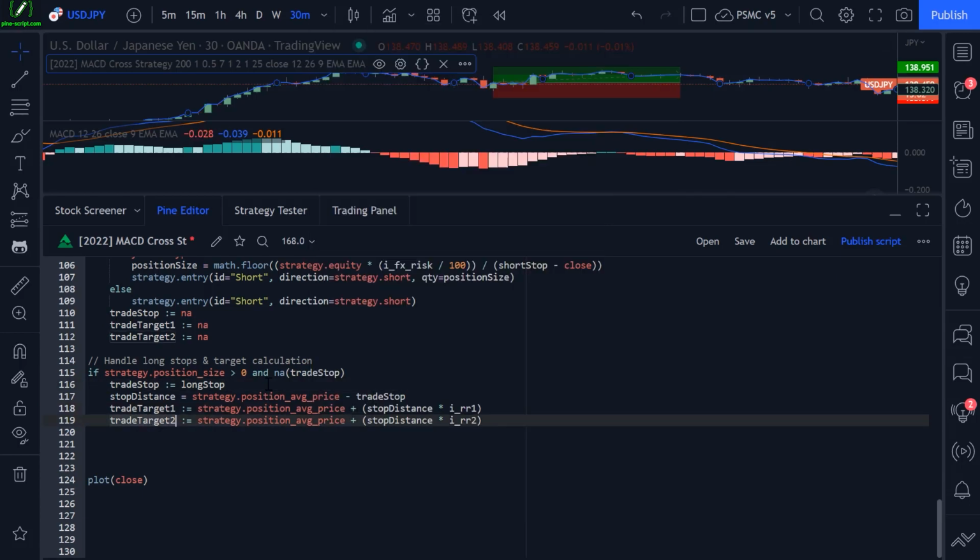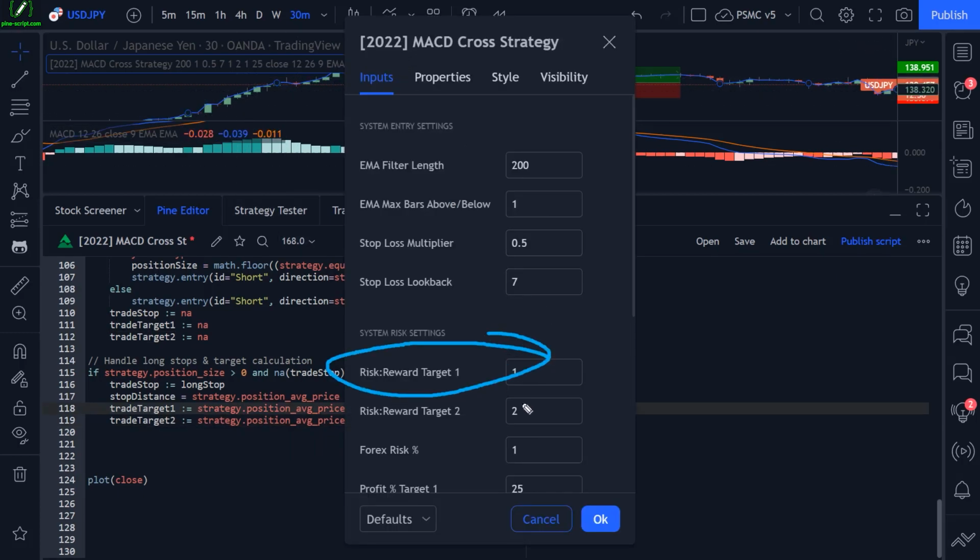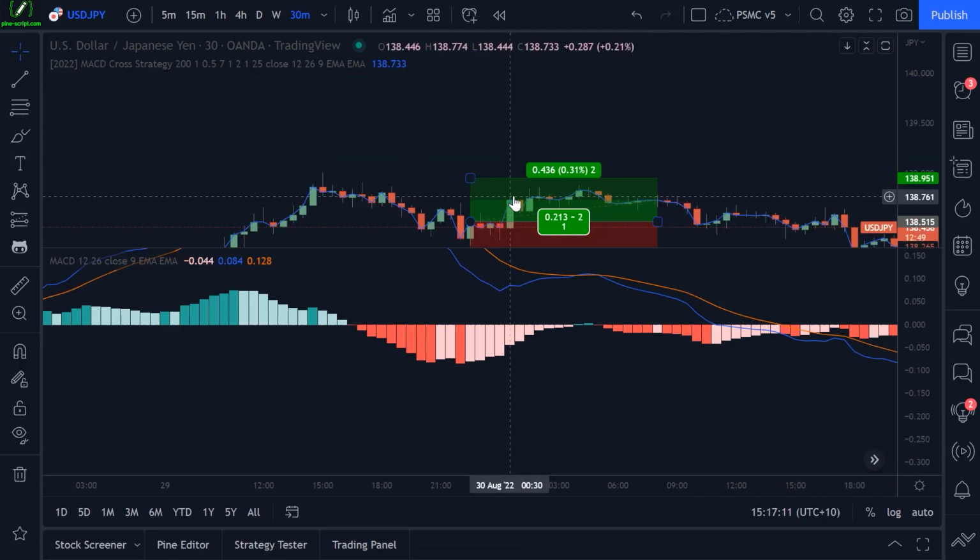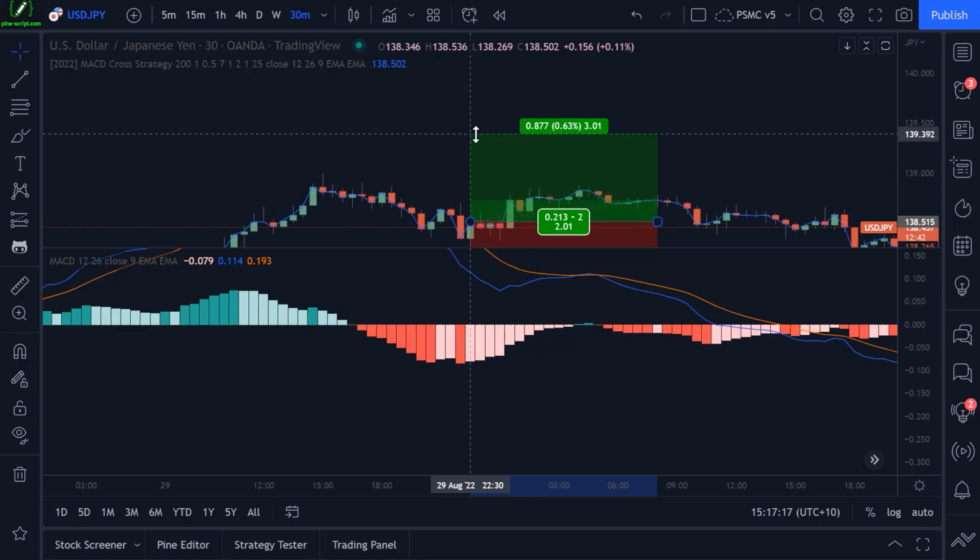And then for our second target, we do exactly the same thing, but instead of taking in our first risk reward target, we take into consideration our second target, which is 2-to-1. So we have a 1-to-1 target to start with. Once that gets hit, we move our stop loss to break even, and the remaining position gets taken off at 2-to-1, unless our break even stop gets hit.